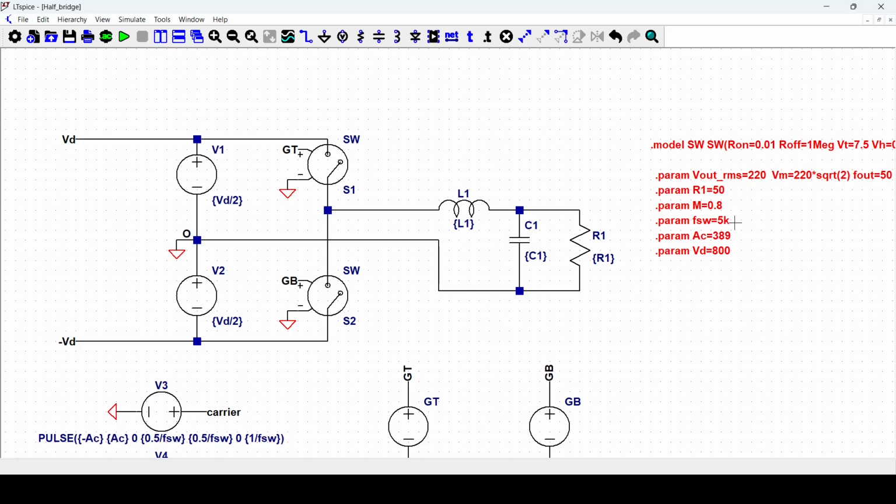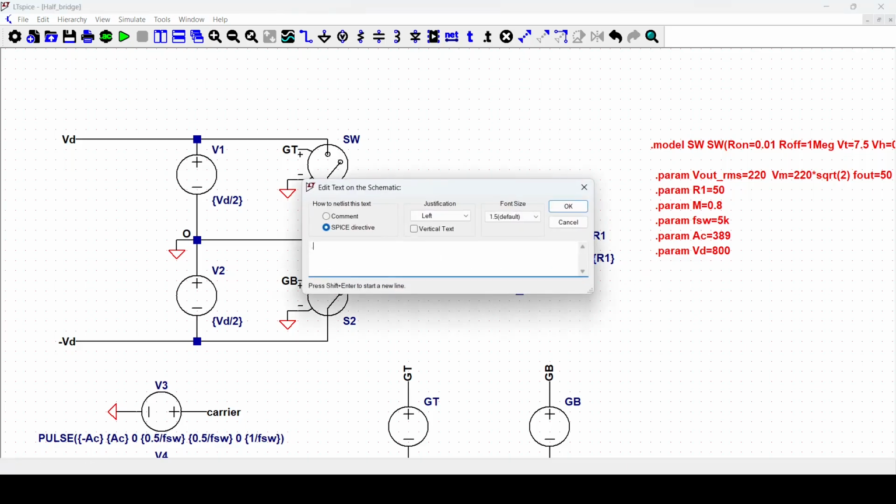So we need a low pass filter that has a frequency which is much less than the switching frequency. And as a general rule of thumb, we select a cutoff frequency of the filter less than a tenth of the switching frequency. So in this case, less than 500 Hz. And for this example, we want a low pass filter with a cutoff frequency of about 400 Hz. So let me add also this parameter.